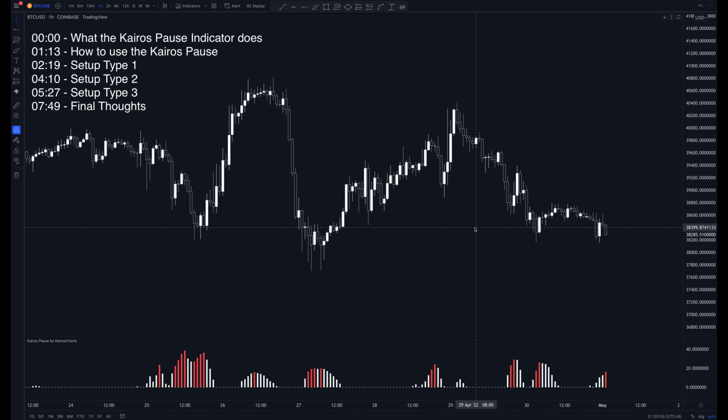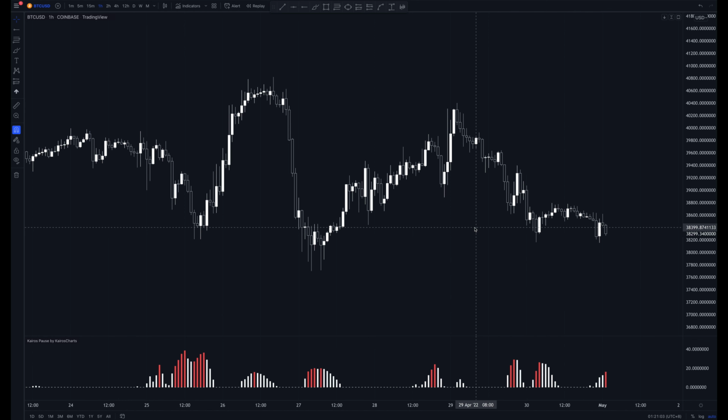Just a disclaimer, nothing here constitutes financial advice, and the content here on how the indicators work is purely for educational purposes only. So first up, for those of you who are new to the indicator, let me just do a quick introduction of what this indicator does.